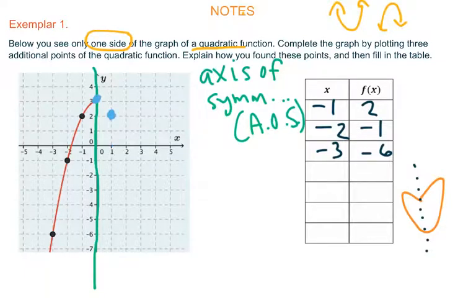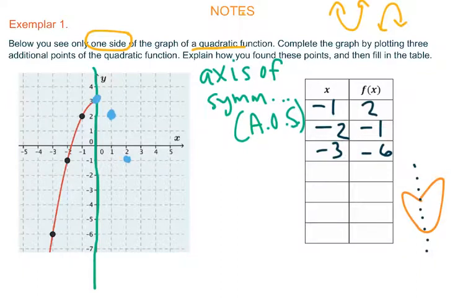I'm going to follow the same pattern of symmetry to identify 2 more points. Here I have a point at -2 and 1. It is 2 values away from my line of symmetry. So that means I have to go 2 values away from my line of symmetry on the opposite side at the same y value of 1 and plot a point.